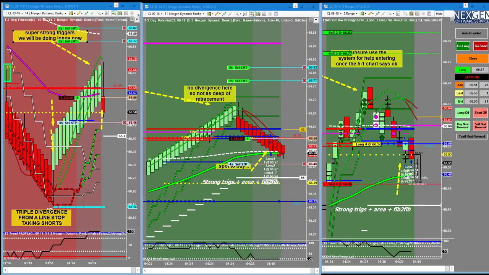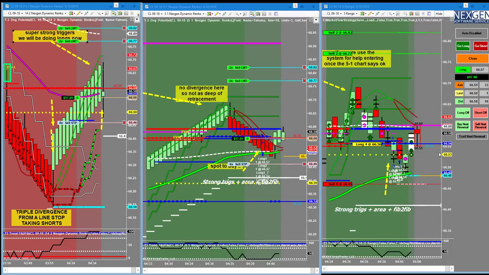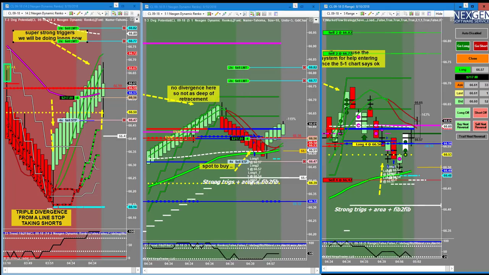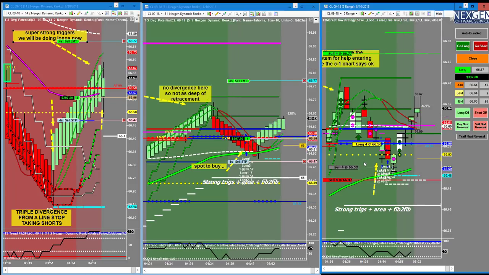Again, remember, we started with triple divergence at the bottom. And then that triple divergence broke our resistances on the 5-1 chart. And then we had no divergence. And then we said, hey, the mid-band's probably going to be the spot, and it was. And anyway, we used the system, which is fine. That's okay. And realistically, we're looking for 20 ticks, give or take.